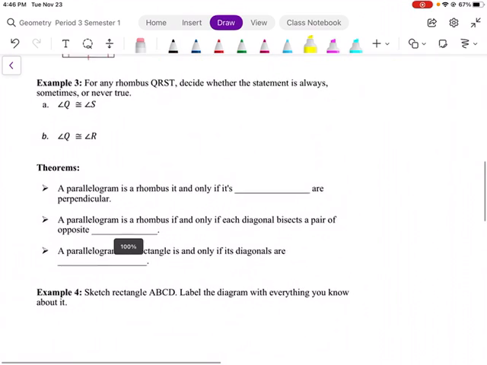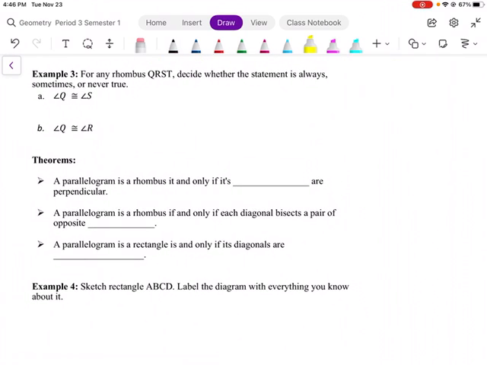Okay. Example 3 they give us is for any rhombus QRST, decide whether the statement is always, sometimes, or never true. When you're not given an image, I always recommend drawing one out for yourself, and then filling in any information we know. And we know that a rhombus has 4 congruent sides.